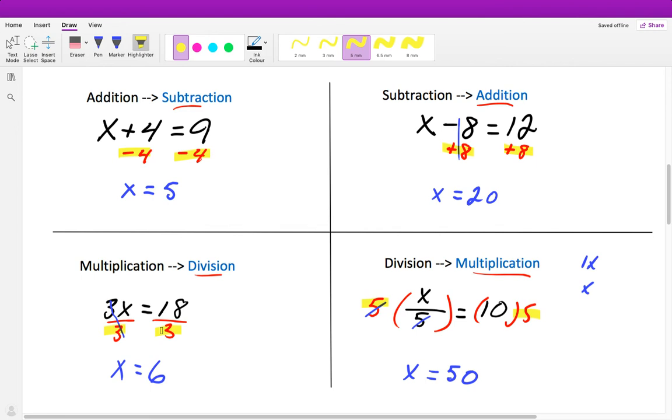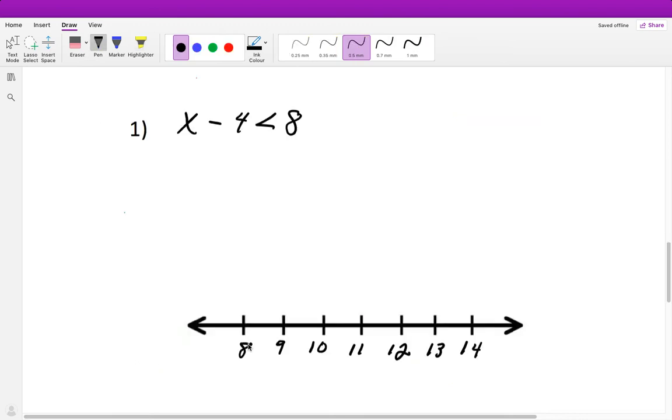All right, so it's really important that you guys understand this because you'll see it's the exact same thing that we're going to do in our inequalities. All right, so we look. Our problem is x minus 4 is less than 8.